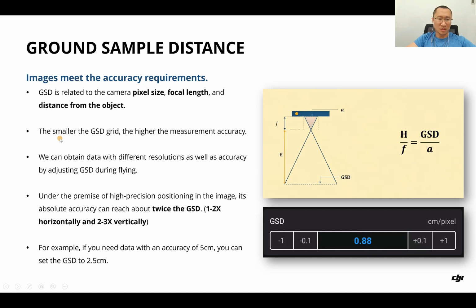The smaller the GSD grid, the higher the measurement accuracy will be. We can obtain data with different resolution and accuracy by adjusting GSD during flying. Under the premise of high precision positioning of the image, its absolute accuracy can reach about twice the GSD. Usually it's 1 to 2 GSD horizontally and 2 to 3 GSD vertically. For example, if you need data with an accuracy of 5 centimeters, you can set the GSD to around 2.5 centimeters.